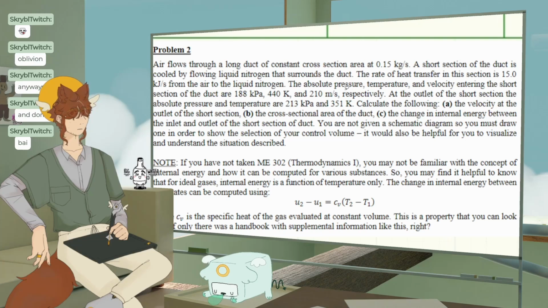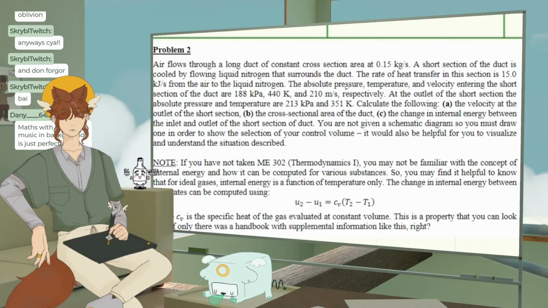We'll figure that out. The change in internal energy between the inlet and outlet of the short section. You're not given a schematic, so you must draw one in order to show your selection and control volume. It would also be helpful for you to visualize the situation described. Alright.